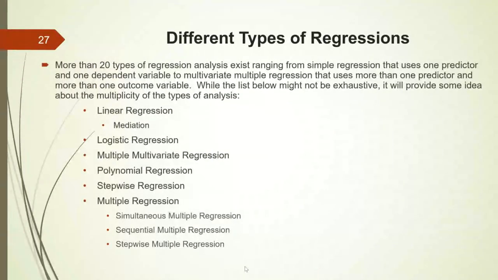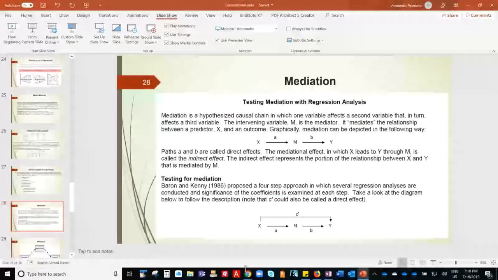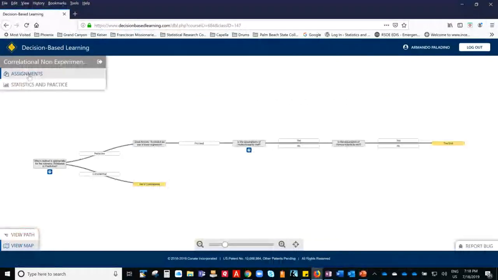Okay, and we're almost ready for the DBL. We have different types of regression: linear regression with mediation, logistic, multivariate regression, polynomial, stepwise, and then of course multiple linear regression. Okay, now we're going to switch to the DBL.